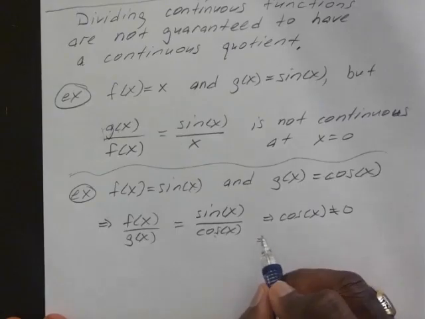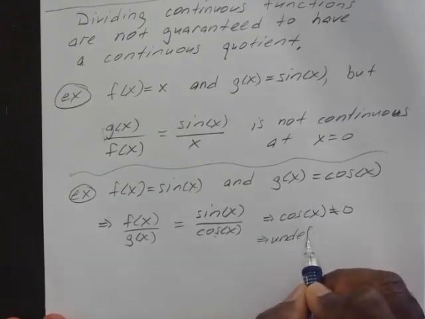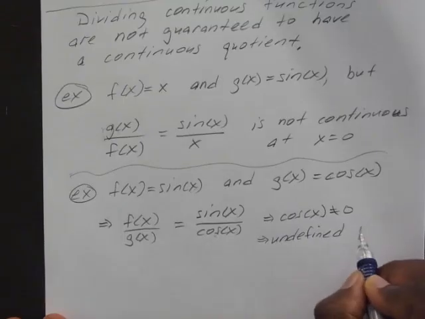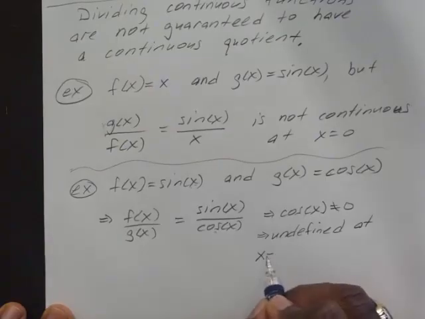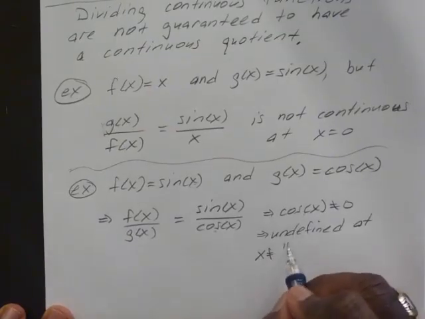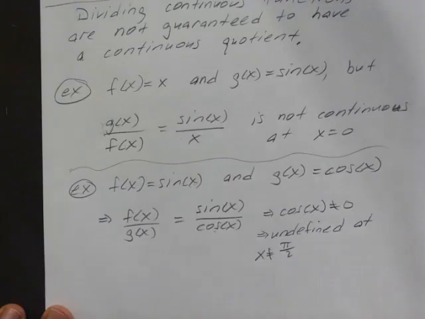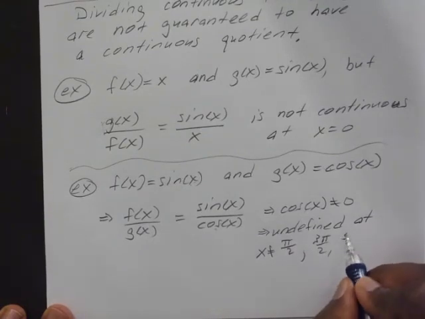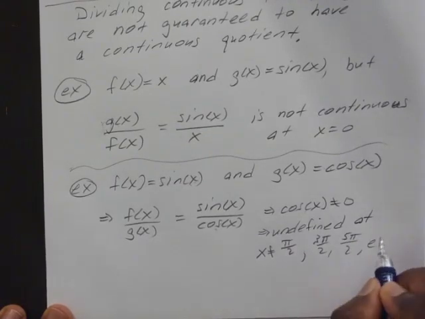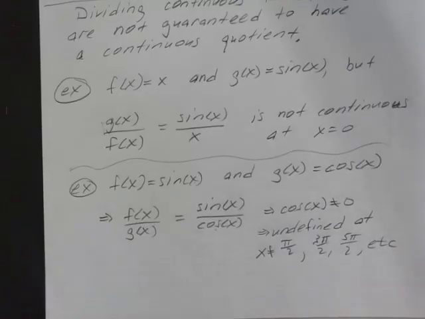Which means this would be undefined at every value of x that would make cosine of x equal 0. So x cannot equal pi over 2, positive or negative, 3 pi over 2, 5 pi over 2, and so on. All those values would make you have a denominator of 0. So that denominator of 0 would put a break in your graph.